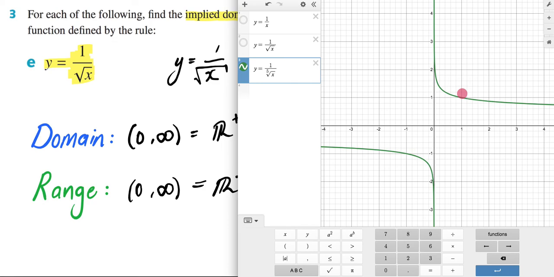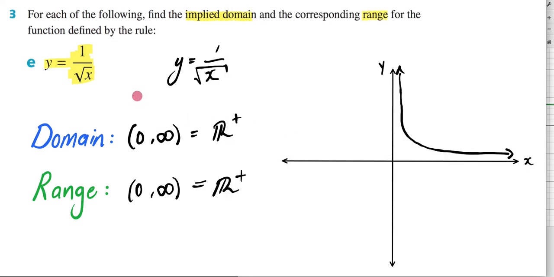Hopefully that makes sense to you, and just going forward enables you to understand what graphs look like. So all of that just to answer 3E. So the main takeaway is that if you can do 3E, you're golden.